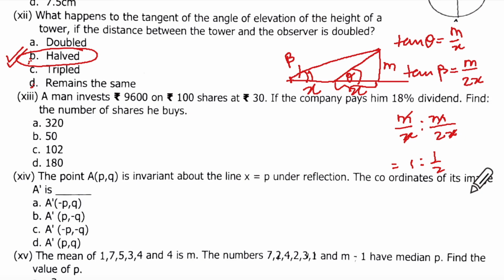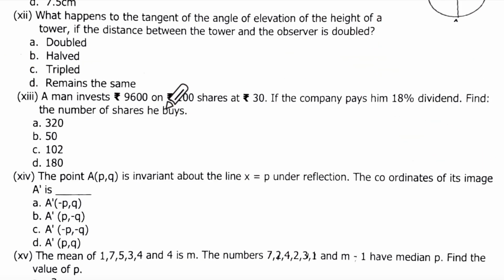If the question was that both the height and the distance are doubled, then it will remain the same. Because if you double the height also, it will become 2m upon 2x. Then it still remains m upon x.